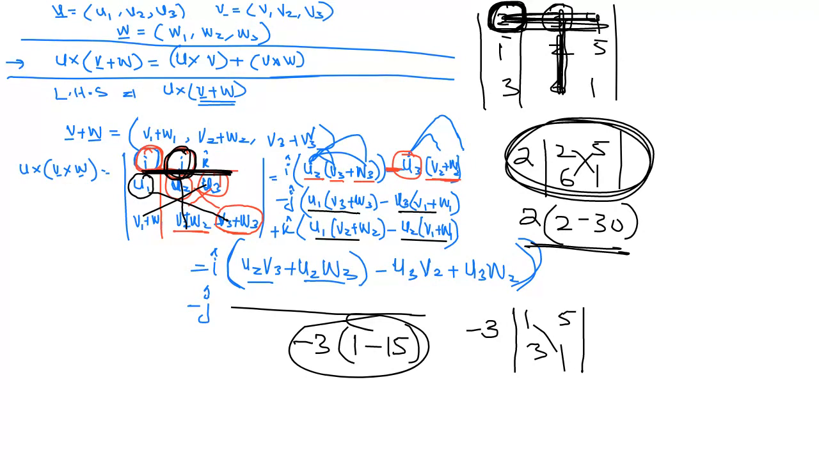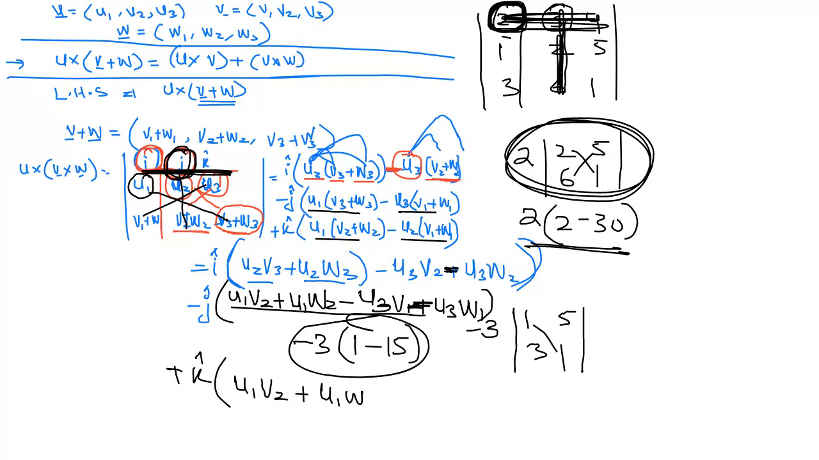And from the left side, I will write in short that j is equal to u1 v2 plus u1 w2 minus, this is also minus, u2 v1 minus u3 w1, plus k, that is u1 v2 plus u1 w2 minus u2 v1 minus u2 w1. This is what you got from the left hand side.